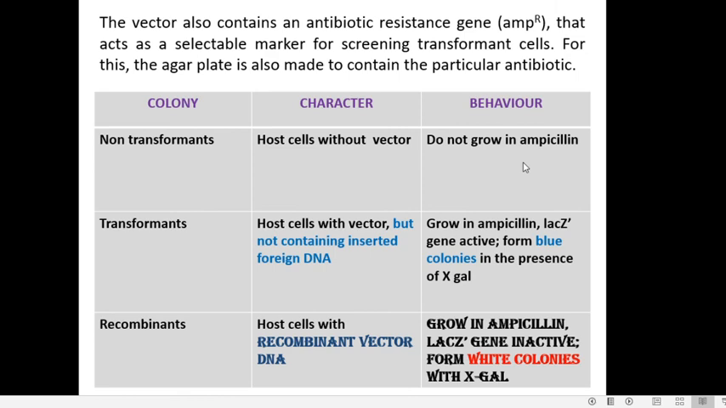In the first level of screening, you have eliminated the non-transformants by their inability to grow in ampicillin. So here the ampicillin resistance gene acted as the marker for selecting the transformants. In the second step, the insertional inactivation of the lacZ gene helped you in identifying the non-recombinants from the recombinants. The recombinants develop white colonies whereas the non-recombinant transformants produce blue colonies. So what you want to proceed with are the recombinants which form white colonies.